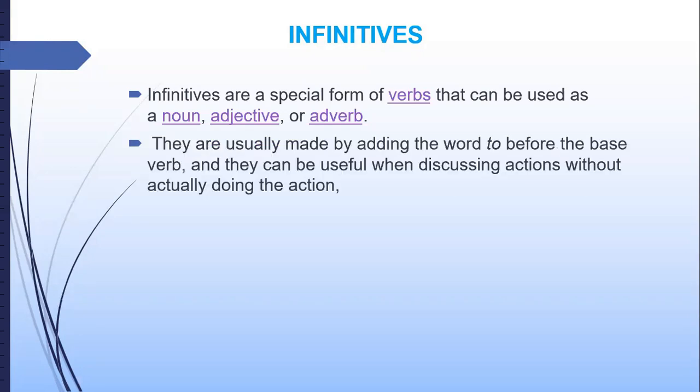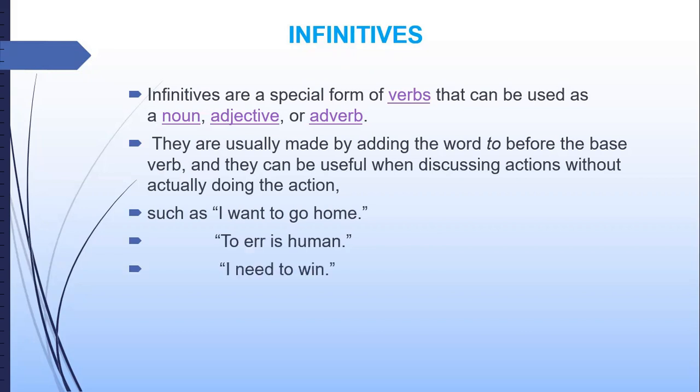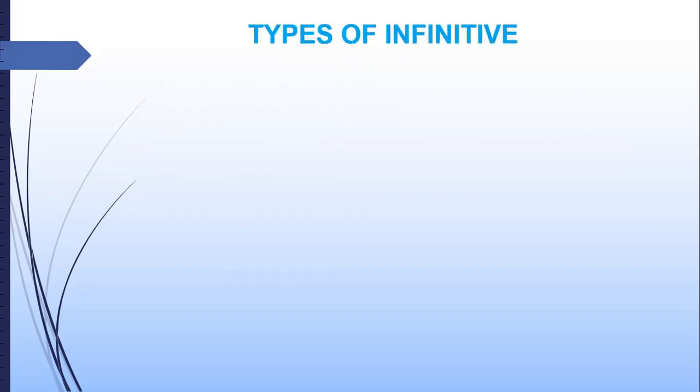They are usually made by adding the word to before the base verb, and they can be useful when discussing actions without actually doing the action, such as I want to go home. This to go is an infinitive. To err is human. To err is an infinitive. Then I need to win, an infinitive.